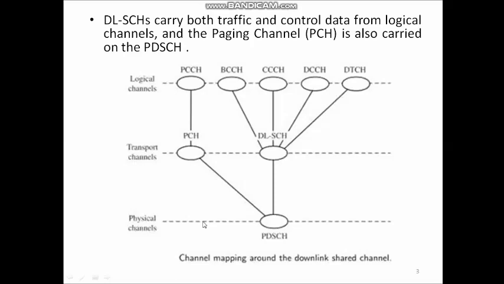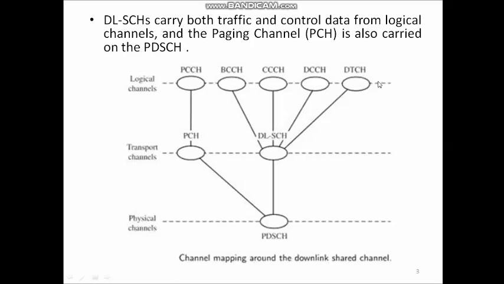Then we have 5 logical channels represented here. These logical channels are used by the medium access controller MAC to provide service to the radio link controller RLC. We have two types of logical channels: logical control channels and logical traffic channels. In this case, PCCH is the paging control channel, BCCH is the broadcast control channel, CCCH is the common control channel, and DCCH is the dedicated control channel. So, these are the control channels, and the last one, DTCH, is the dedicated traffic channel. So, it is a logical traffic channel.